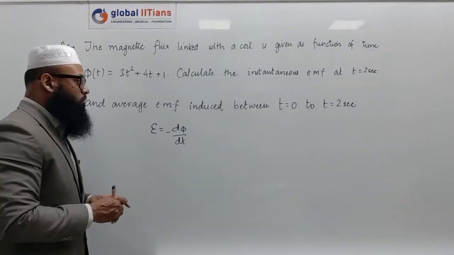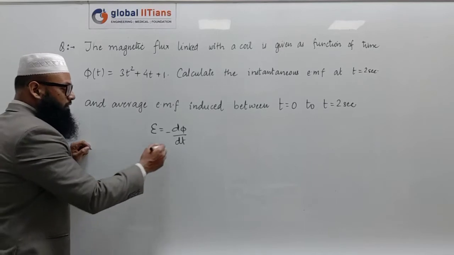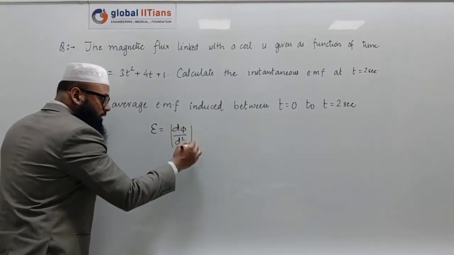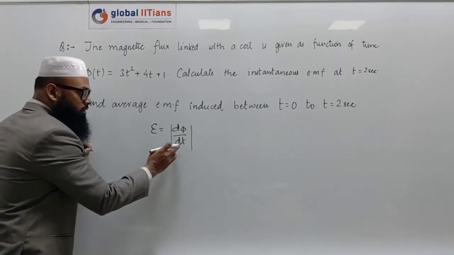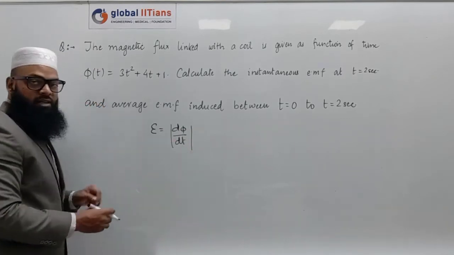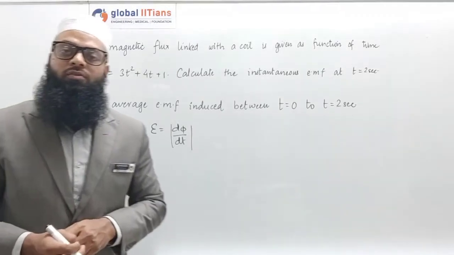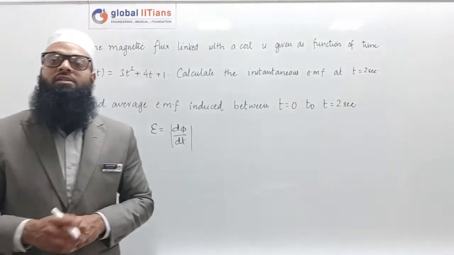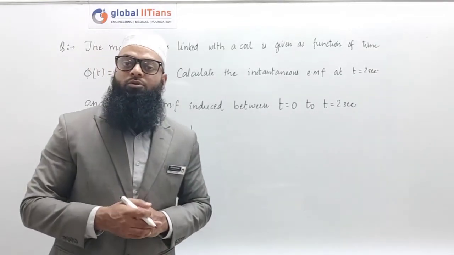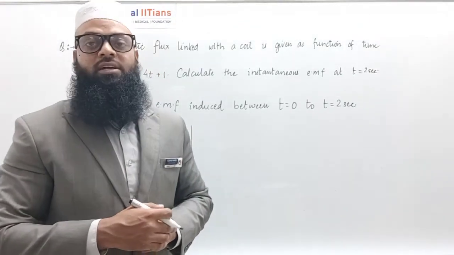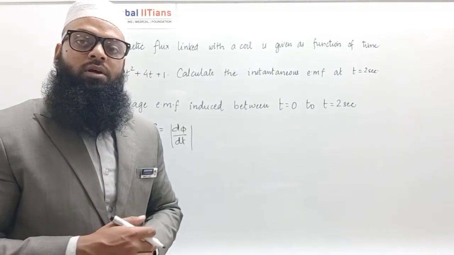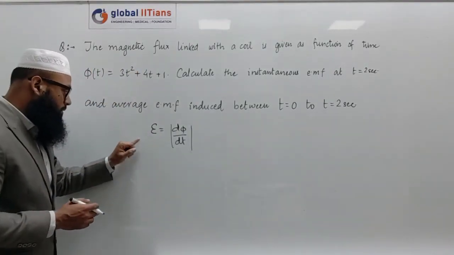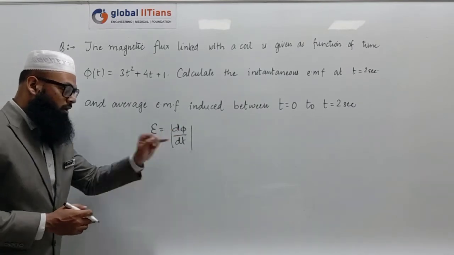Now, E = dφ/dt. This we always use for the instantaneous quantity. Whenever we are using dφ/dt, this is for instantaneous. For example, for calculation of instantaneous velocity, we used v = ds/dt. For instantaneous acceleration a, we used dv/dt. For instantaneous angular acceleration, we can do dω/dt. Similarly, for instantaneous induced EMF, we are going to do E = dφ/dt.